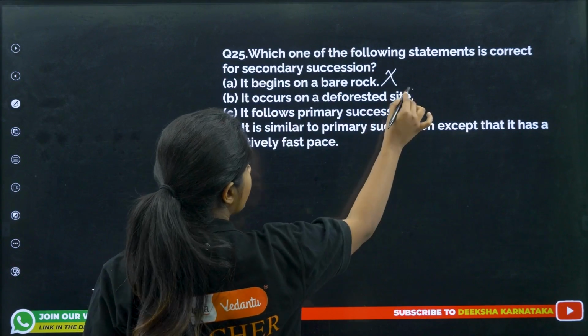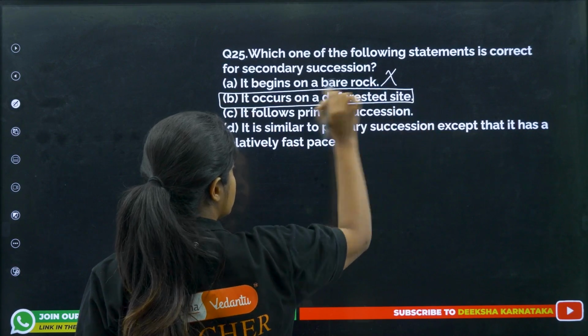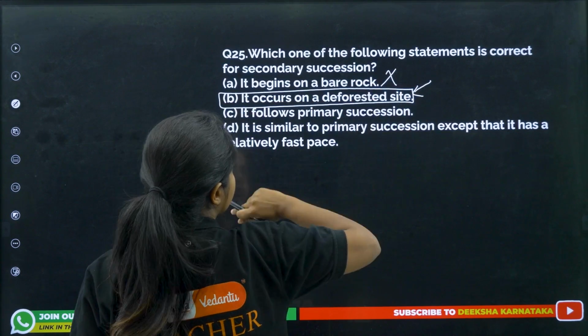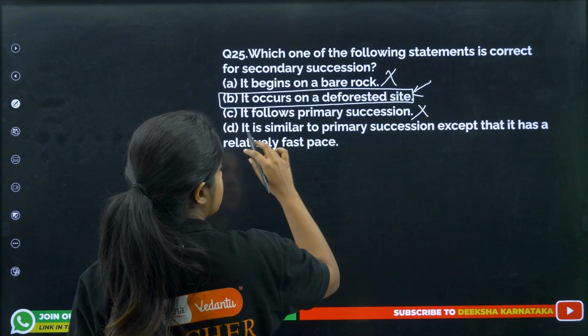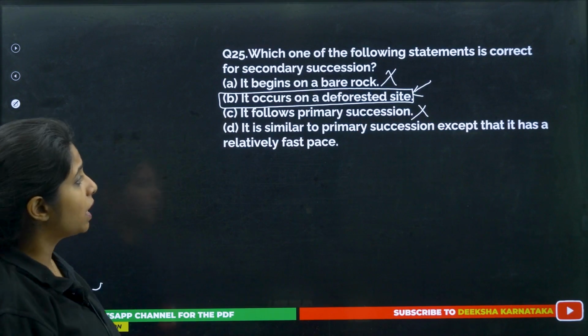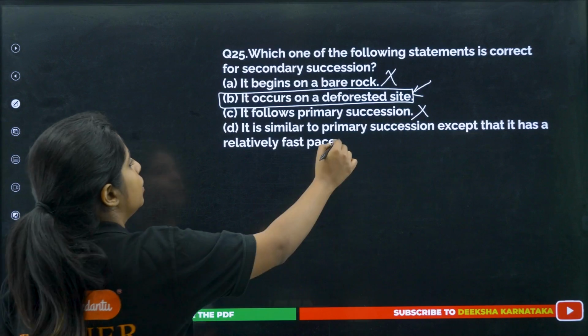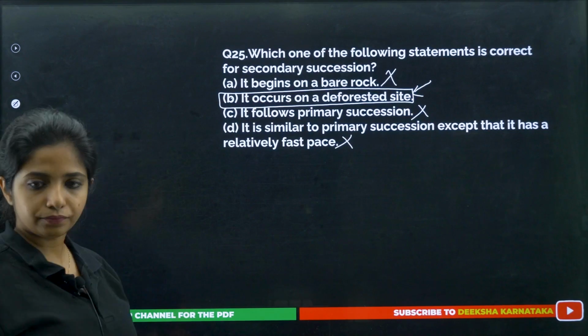It occurs in a deforested site. That means forest was there, now it's not there. So that means nutrients and everything are available. So this is where it will happen. It follows primary succession, my dear children. No, not necessarily. It is similar to primary succession except that it has relatively fast pace. No. This becomes the answer.